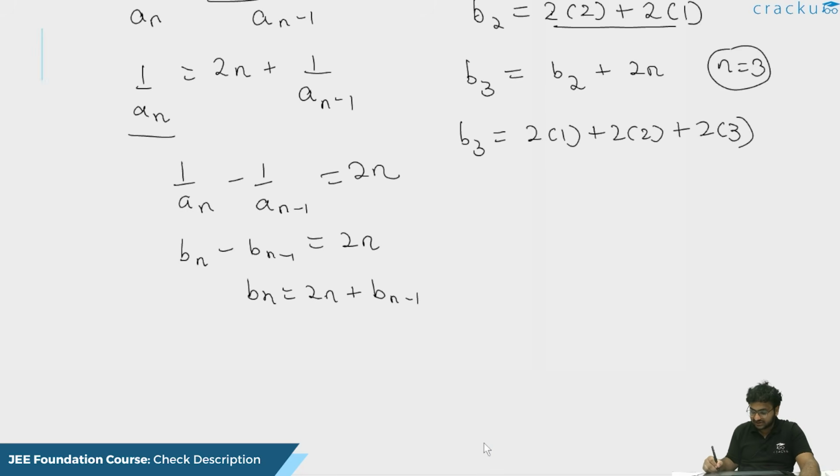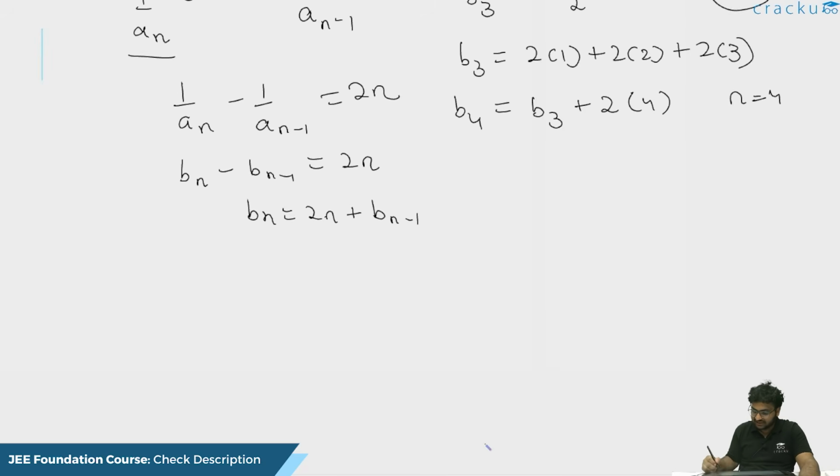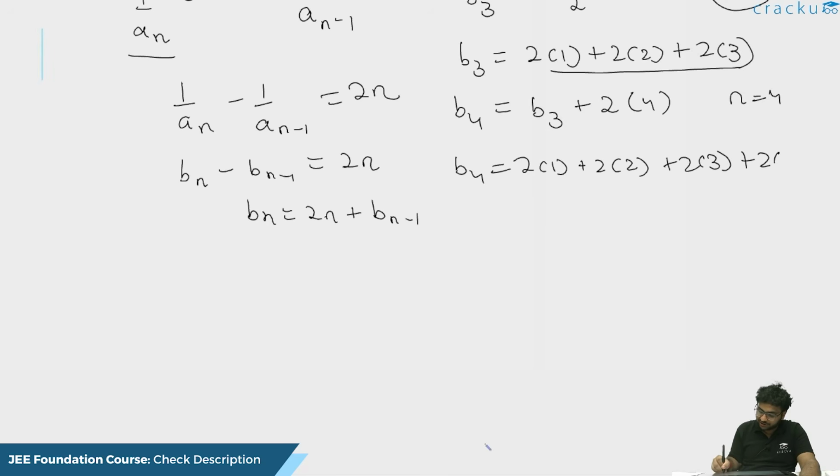Okay. Now similarly, let us find b4. So what will be b4? b4 would be equal to what? b3 plus 2n. n is what? n is equal to 4 here. So 2 into 4. What is b3? b3 is equal to this. So b4 will be equal to 2 into 1 plus 2 into 2 plus 2 into 3 plus 2 into 4.